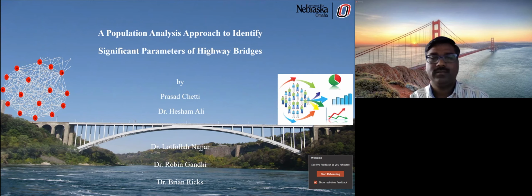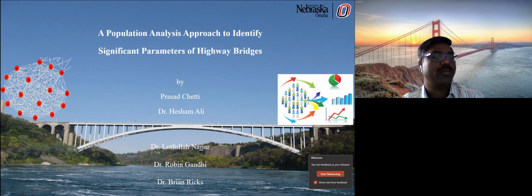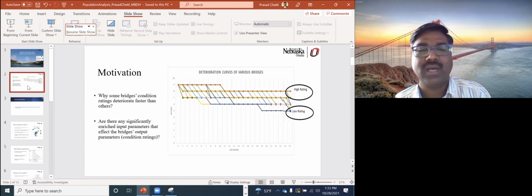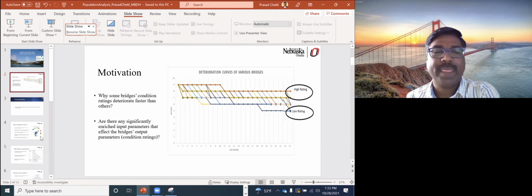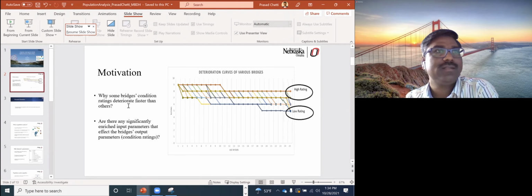Okay, so the topic is a population analysis approach to identify significant parameters of highway bridges. I'm working with Dr. Hesham Ali from University of Nebraska at Omaha, along with Dr. Lotful Najar, Dr. Gandhi, and Dr. Brian Riggs. So the basic motivation behind this is why some bridges' condition ratings deteriorate faster than others.